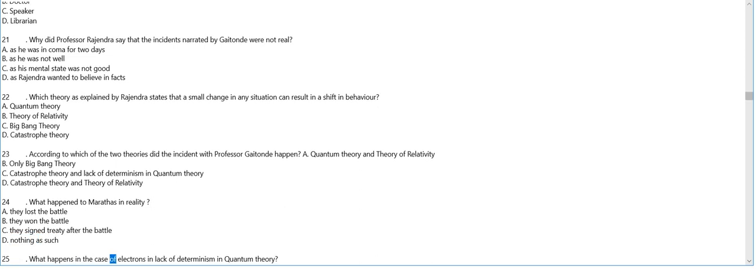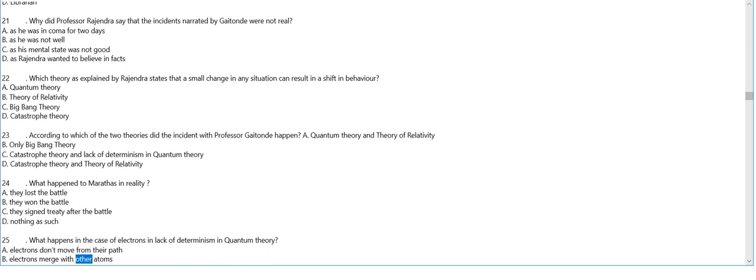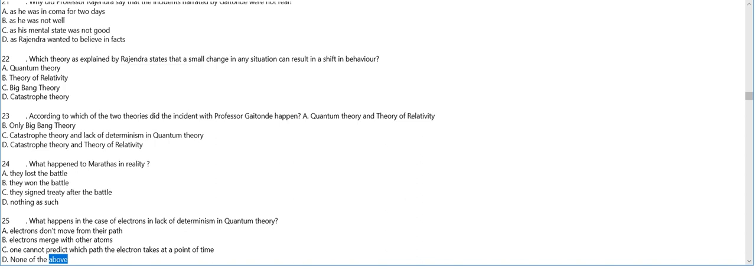25. What happens in the case of electrons in lack of determinism in quantum theory? A. Electrons don't move from their path. B. Electrons merge with other atoms. C. One cannot predict which path the electron takes at a point of time. D. None of the above.